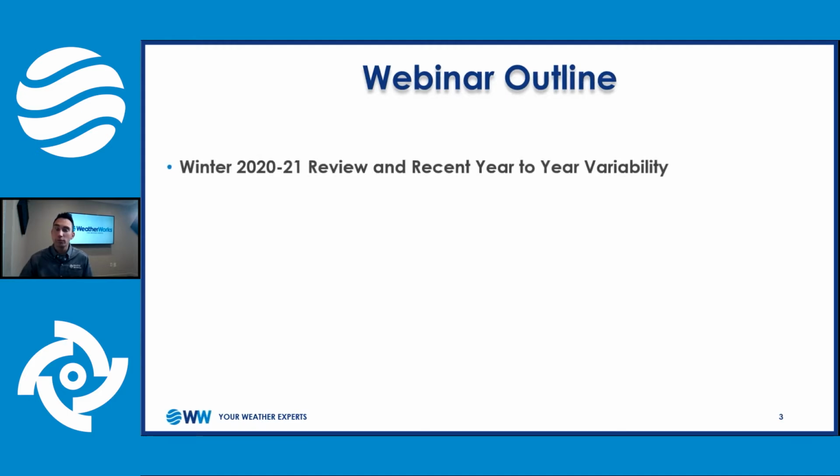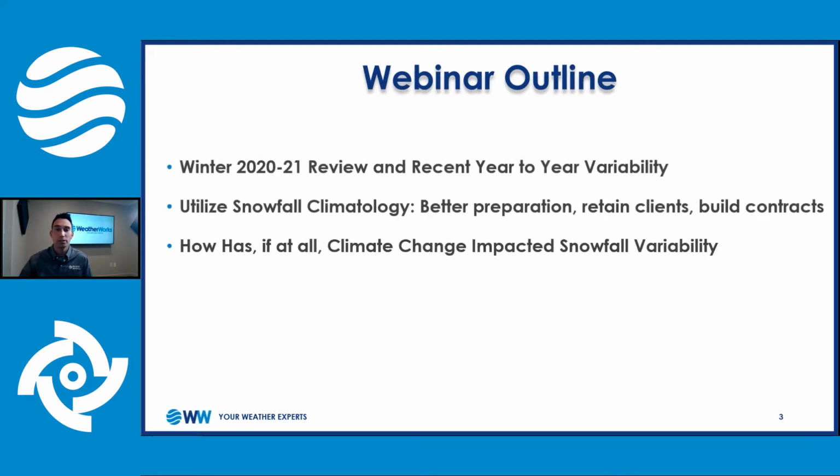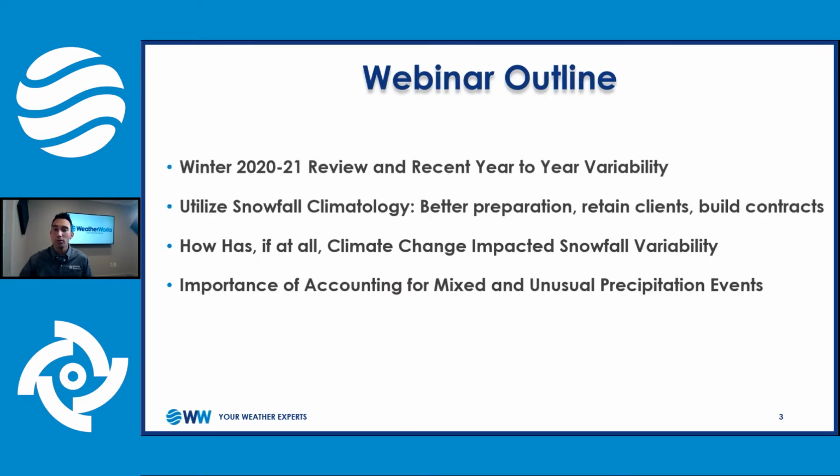As an outline, we'll first start with a quick recap of the 2020-2021 winter and also discuss some of the recent year-to-year variability. With that variability in mind, we'll talk about the utilization of snowfall climatologies and how they can help you better prepare, retain clients, and build more efficient contracts. We'll briefly touch on climate change and how it has, if at all, impacted the snowfall variability, and we'll wrap things up with the importance of accounting for mixed and unusual precipitation events, particularly sleet and freezing rain.